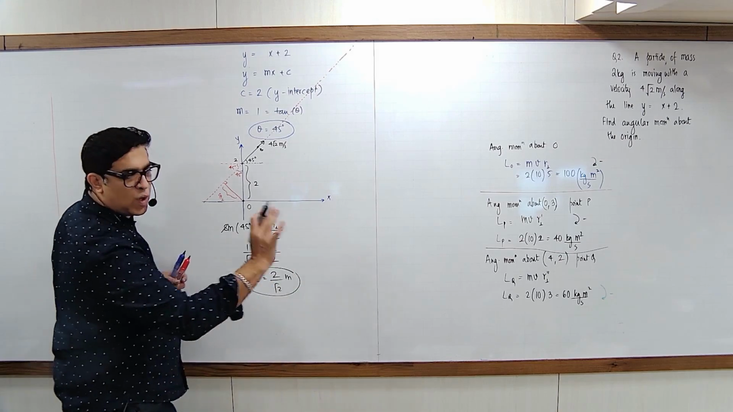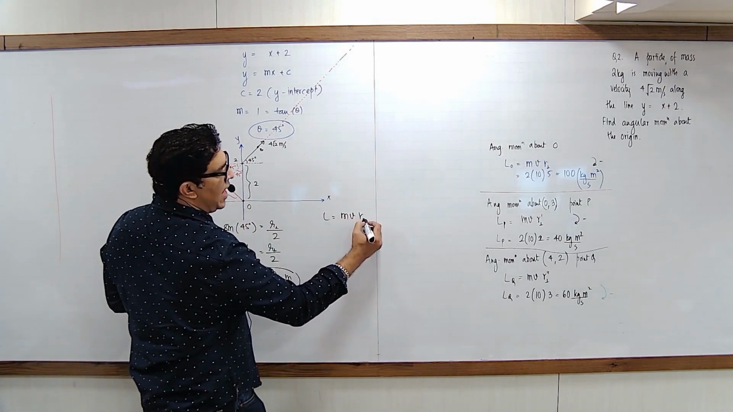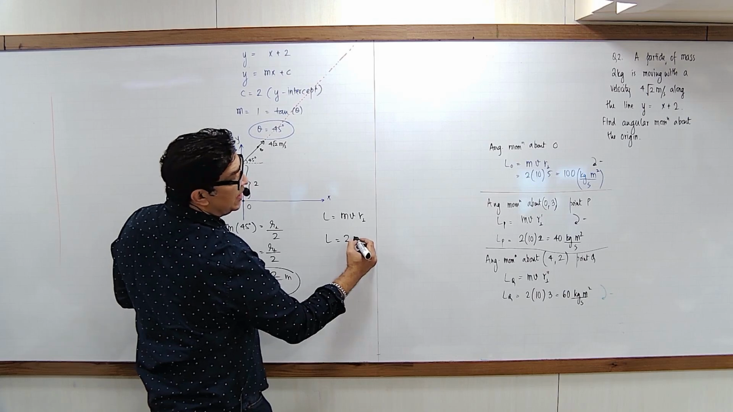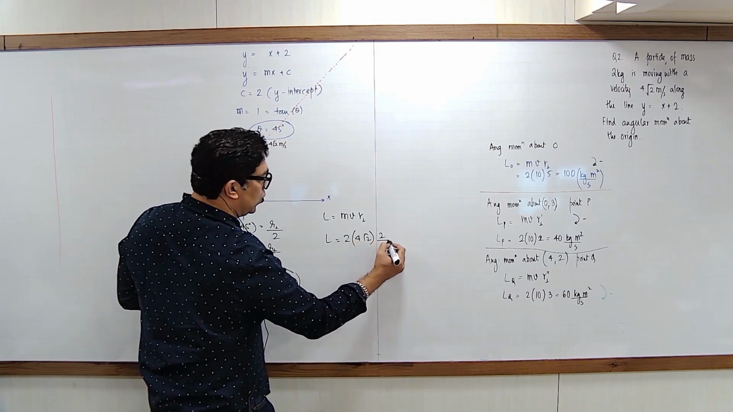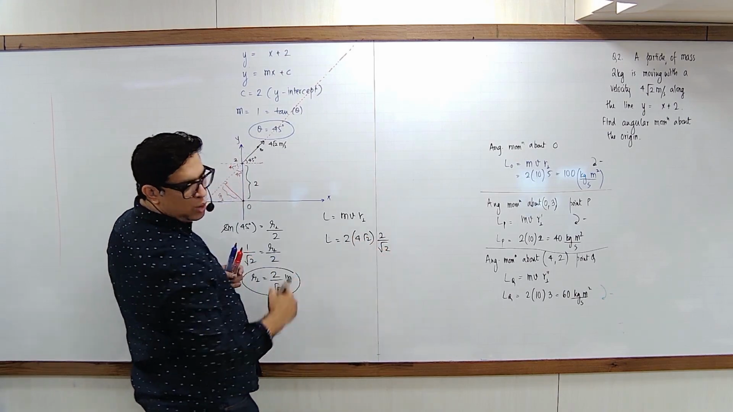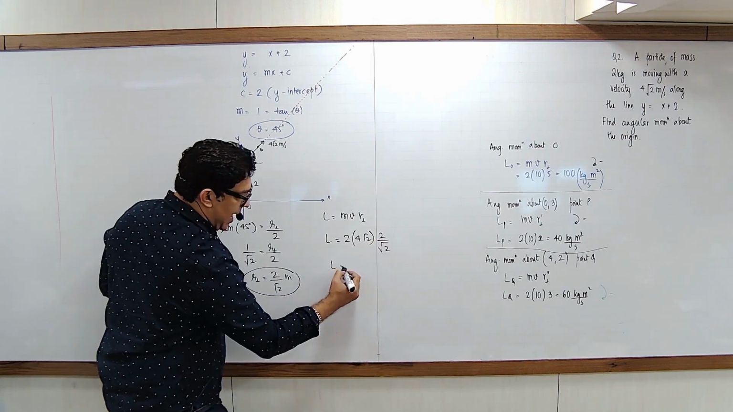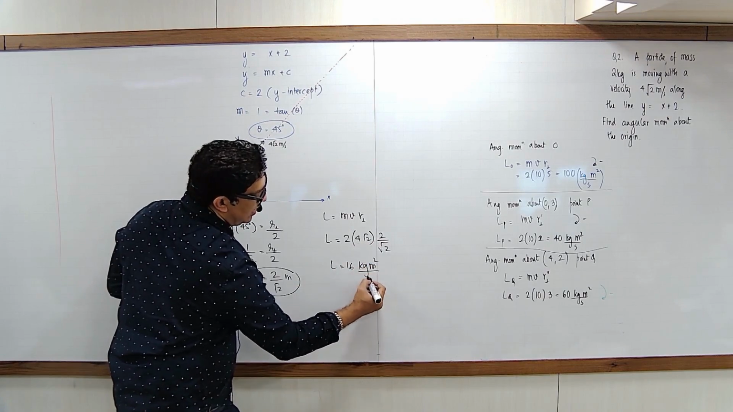You don't want to solve it, that's your choice. I know the formula. Formula is m v r perpendicular. How much is m? 2. How much is v? 4√2, into this is what? Come on, 2 upon √2. The √2 cancels. 4 2s are 8, 8 2s are 16. Angular momentum is 16 kg meter square per second.